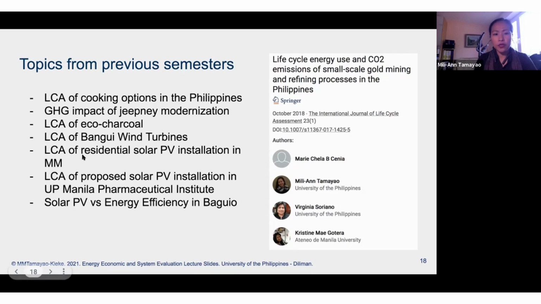So using LCA to inform households whether or not it's valuable to install solar PV in Metro Manila. Okay, that was also interesting. And then you have LCA of proposed solar PV installation in UP Manila Pharmaceutical Institute. And of course, solar PV versus energy efficiency in Baguio. So different locations. So you might also want to look at the same technology, but investigate it in a different application, a different location or context, right?